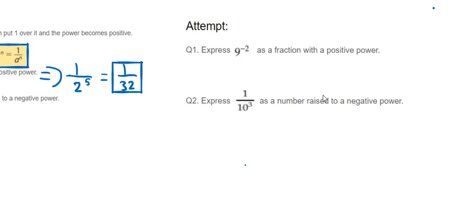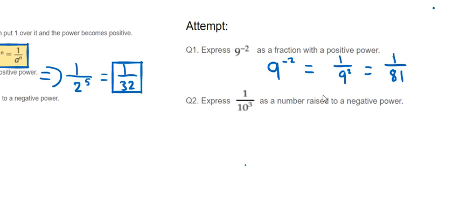The first one here, 9 to the power of minus 2. That's the same thing as 1 over 9 to the power of, and the power becomes positive. So 1 over 9 to the power of 2. And 9 to the power of 2 you can simplify into 81, because 9 squared is 81. So 9 to the power of minus 2 is the same thing as 1 over 81.